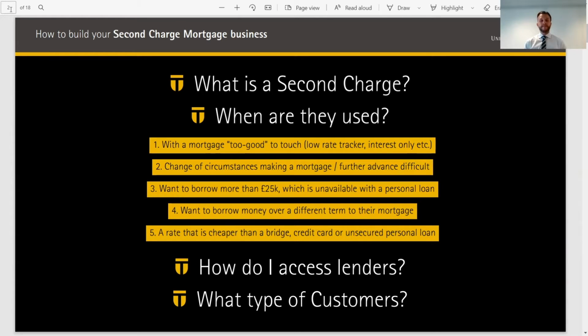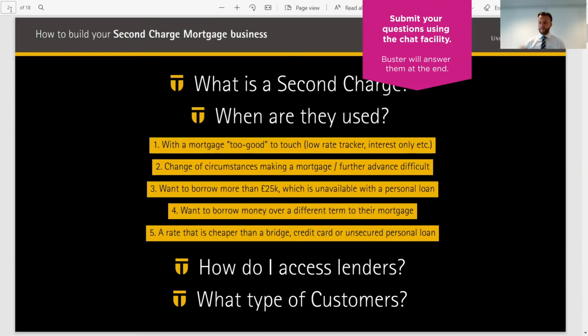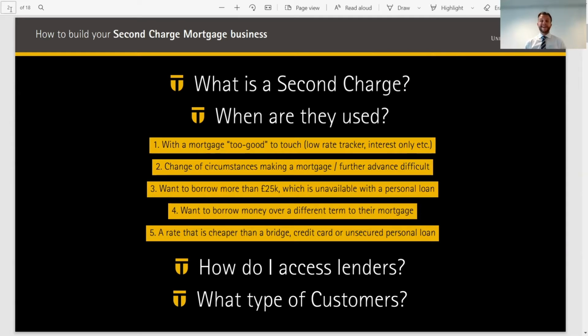The big one though is they've got a mortgage simply too good to touch. Their first charge might be on a low interest rate tracker, it might be interest only, it might have ERCs attached to it, but basically they want to leave that product alone. And they're looking to raise some funds, typically for some sort of other consumer purpose, which I'll come on to in a minute. They might have had a change of circumstance, which makes a mortgage or a further advance more difficult. So recently self-employed, or a little bit of adverse credit recently, something of that kind of ilk, a quirk.